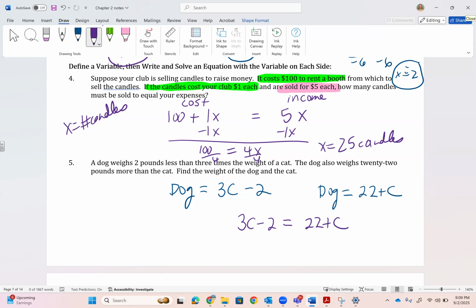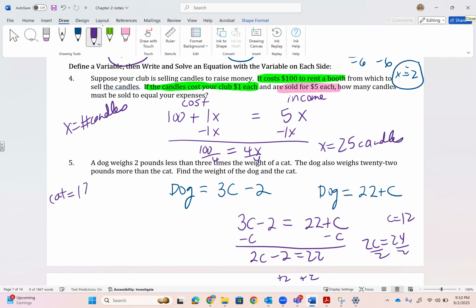It's kind of an awkward way to speak, but there are 2 ways we can say it, and if you want to figure out how much a cat weighs, we can solve for C. So it's minus C from both sides. You get 2C minus 2 equals 22. If I add 2 to both sides, I get 2C is equal to 24, divide by 2, C is equal to 12. So a cat equals 12 pounds. And then we can use either one to find the dog. A dog weighs 22 more than a cat. So you do 22 plus a cat, which is 12, so it'd be 34.